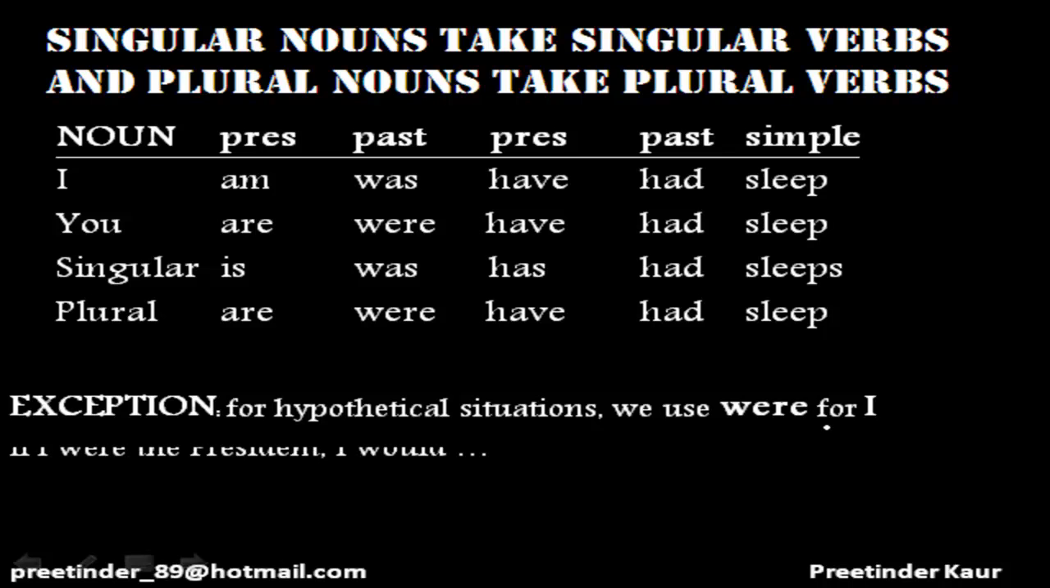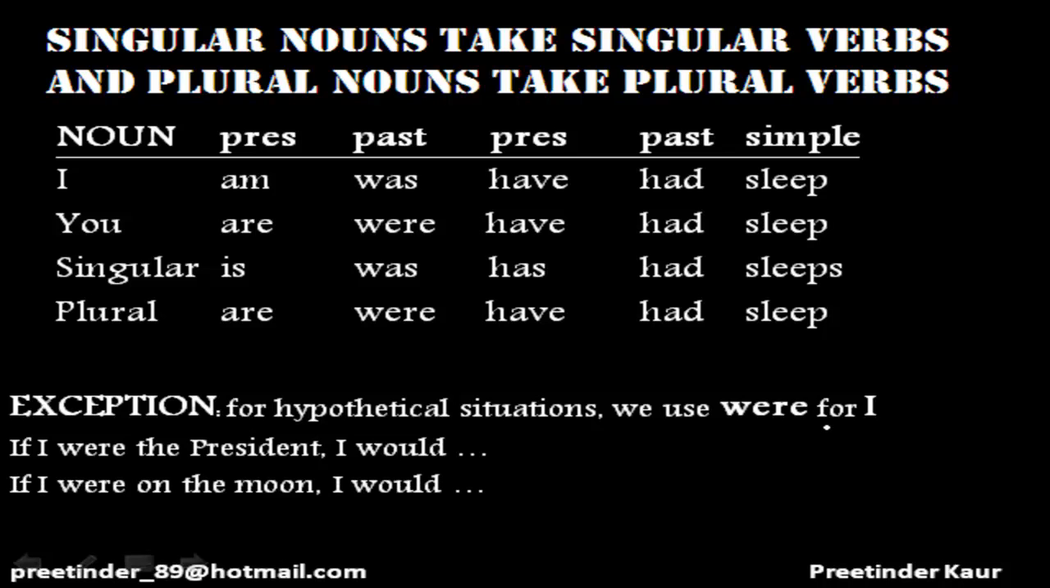Let me give you an example. If I were the president, I would. Another example, if I were on the moon, I would do this. Now this is hypothetical. I'm not on the moon and I was not on the moon, but if I were on the moon, I would do something. Here is another example. If I were a genius, I would. So in these cases you can use were, but in all the other cases you cannot use were with singular and with I. Okay, so this was the first point. Let's move ahead to the second point.